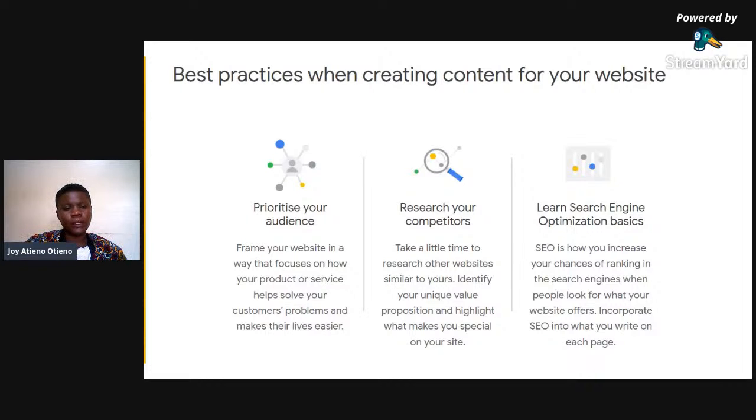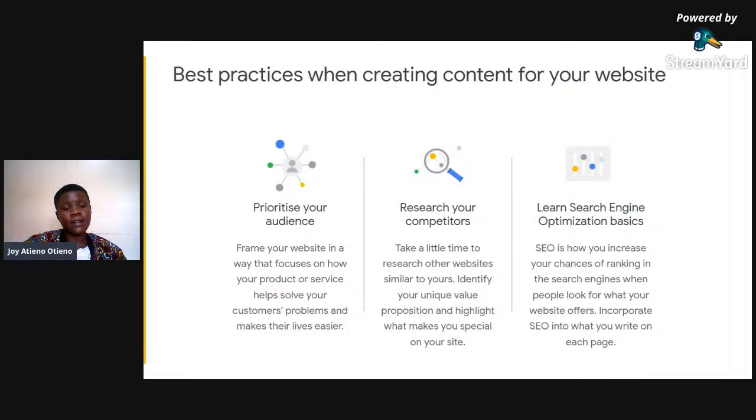So best practices when creating content for your website. Number one, prioritize your audience. Prioritize your audience in everything that you do. Before you upload that photo, before you upload that video, ask yourself, is that what your customers want to see, right? So frame your website in a way that focuses on how your product or services will help solve the problems that your customers have or will help make their lives easier, right?